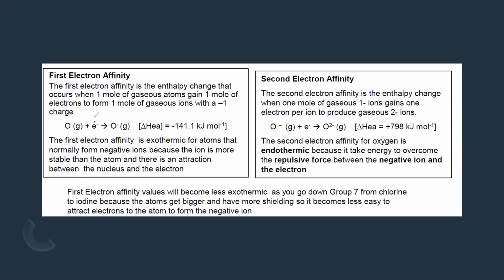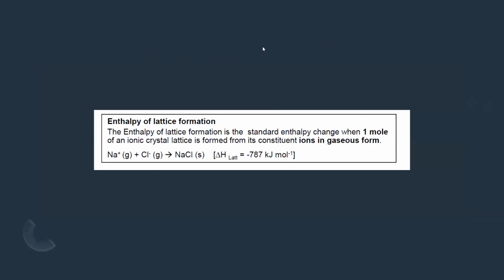For non-metals, because they tend to gain electrons, the first one is exothermic, but the second one is endothermic. Why? Because oxygen is now an oxide ion, negative, and the electron is also negative, so like charges repel each other, so we have to supply energy to carry out the second electron affinity. We already discussed this, that's why I'm quickly going through this part.